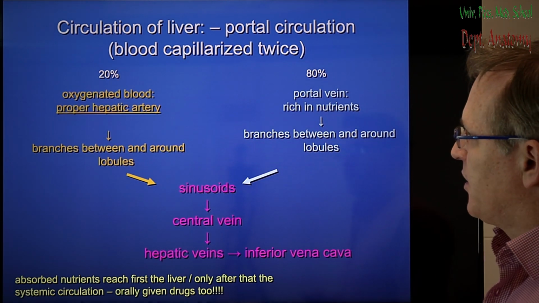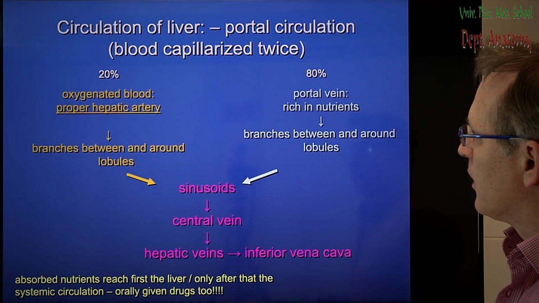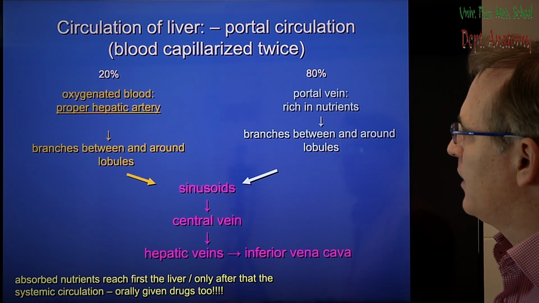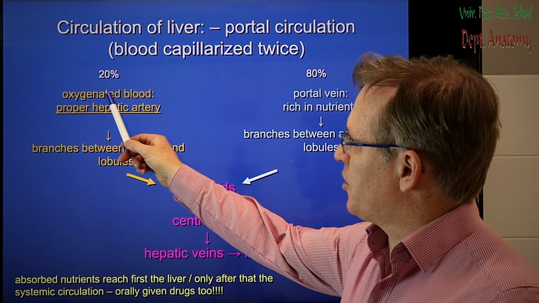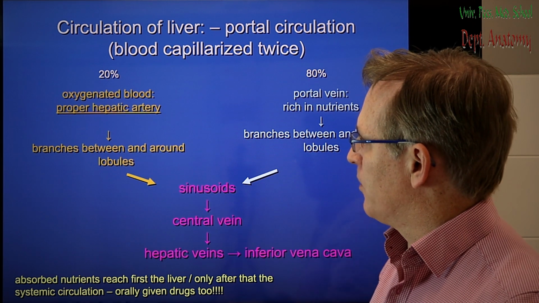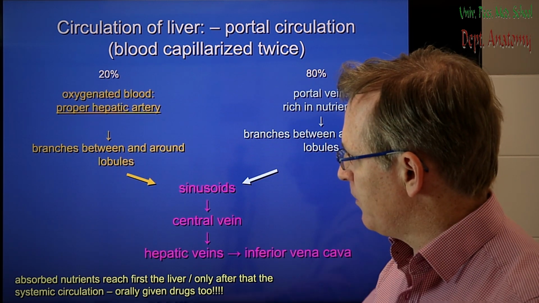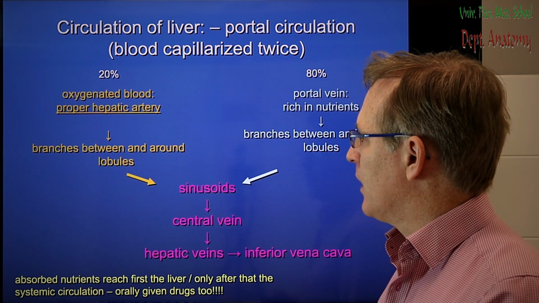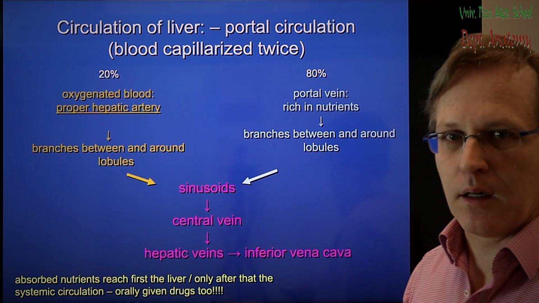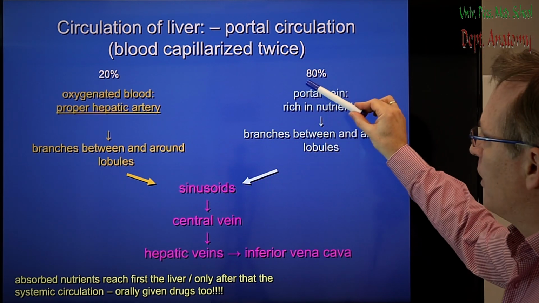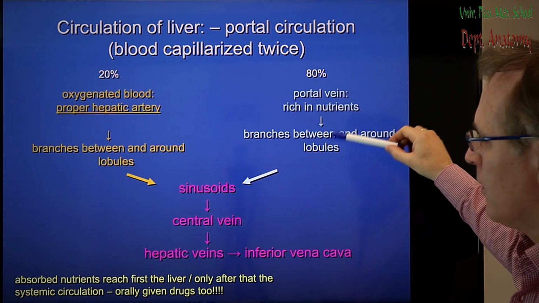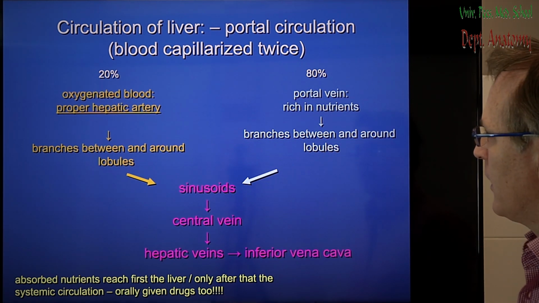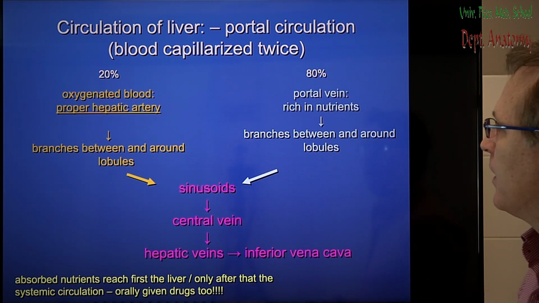And now let's see the circulatory systems of the liver. There are 2 circulatory systems that can be found in the liver. The oxygenated blood comes from the proper hepatic artery, and it has lots of branches in between and around the hepatic lobules. The portal vein comes, as I mentioned, from the stomach, the small and large intestines, and from the spleen.